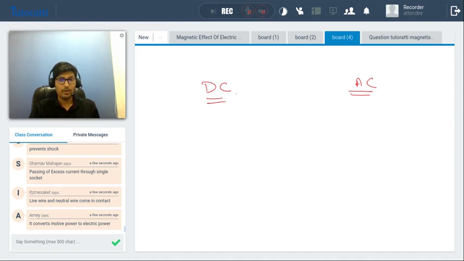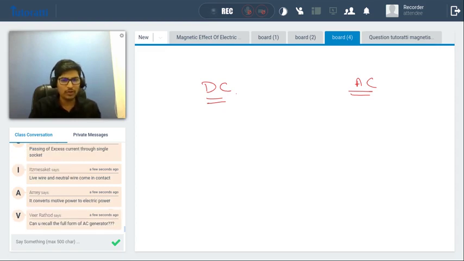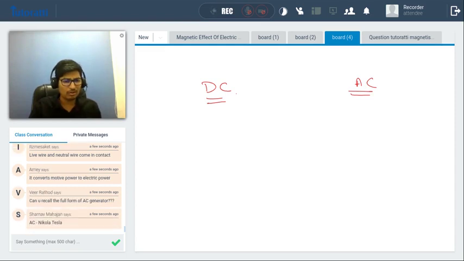We use AC current for everything. I mean, right now we are using alternating current, right? It's a very important and integral part of our lives. All right, I'll wait for 30 seconds for any one of you to answer. If you know this, don't Google. Can you recall the full form of AC? AC is alternating current. Sharnav, thank you.